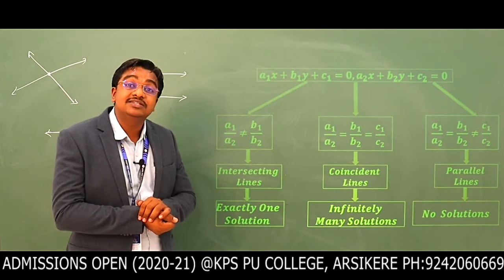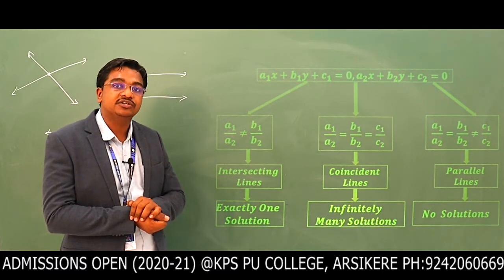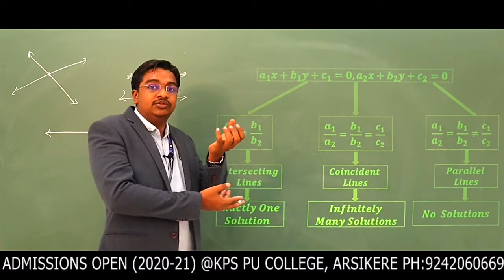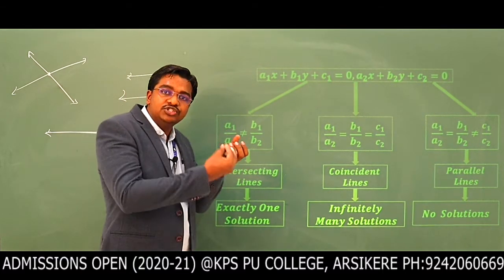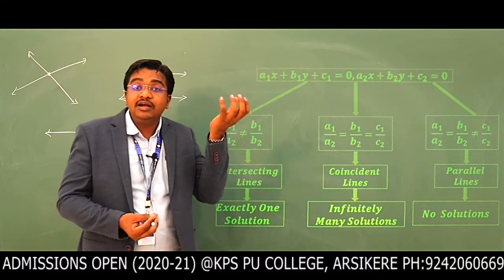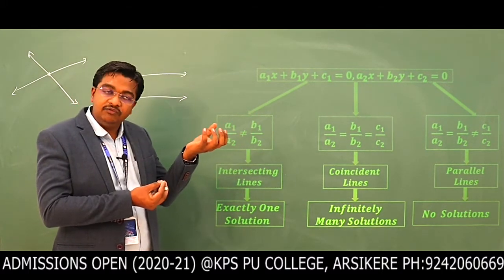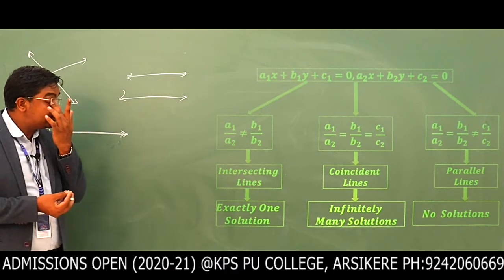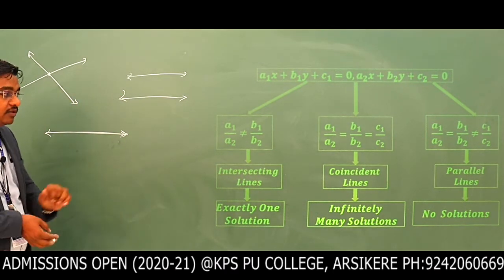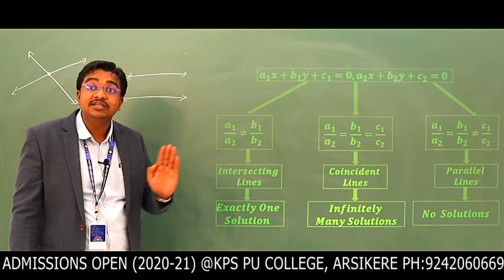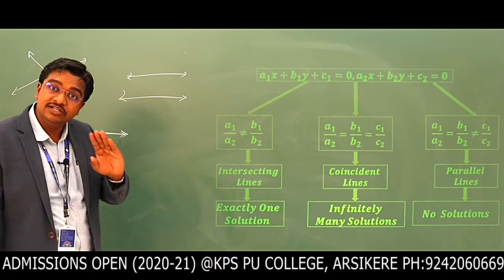There is another property: consistency and inconsistency of the pair of linear equations. That is, for equations where a solution exists, either a unique solution or infinitely many solutions, that kind of pair of linear equations is called a consistent linear equation. When the solution does not exist, they are called inconsistent. Okay, so what about consistency here? The first and second cases are consistent, whereas the third case is inconsistent because there is no solution.